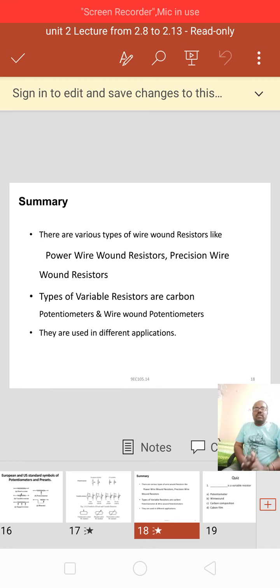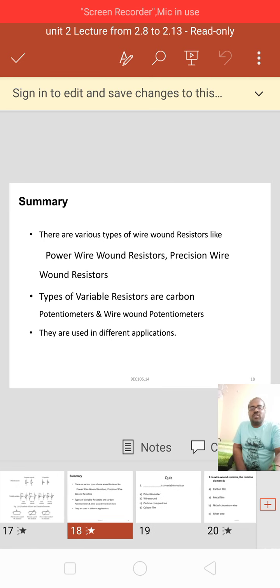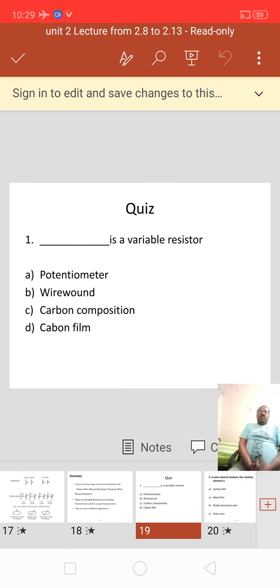Next, in all these slides we have learned these topics. There are various types of wire wound resistors like power wire wound resistors and precision wire wound resistors. The types of variable resistors are carbon potentiometers and wire wound potentiometers. These are used in different applications also. It is the summary regarding the different slides we have learned before.